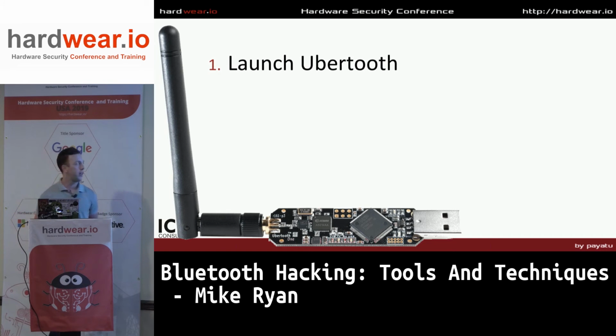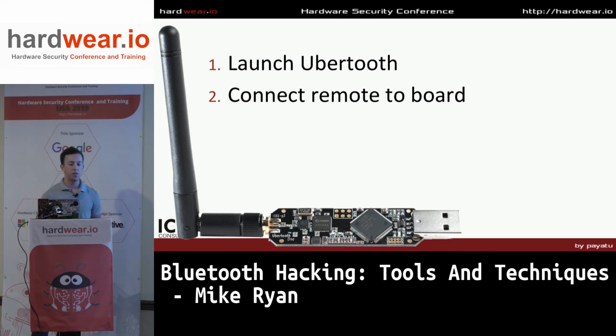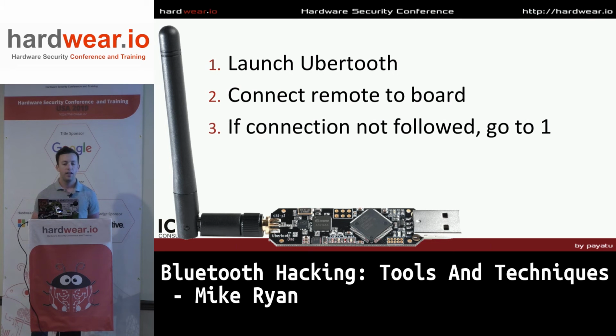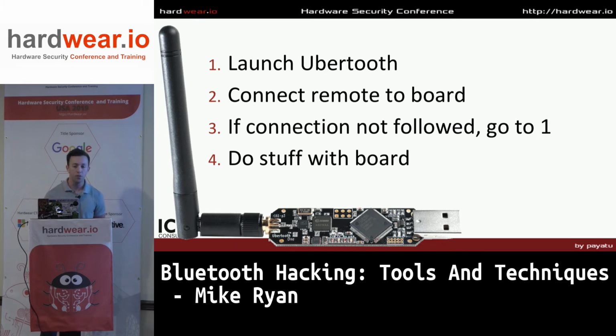The first thing we're going to do is launch the Ubertooth as a sniffer. We're going to connect the remote control to the skateboard, and if the connection is not captured by the Ubertooth, you go back to 1. You just keep doing this in a row. And it can take a couple tries, sometimes a couple dozen tries to actually get it. But once you finally capture that connection, you do stuff with the board. Like you adjust the speed, you let go the dead man switch, and see what kind of data gets generated.